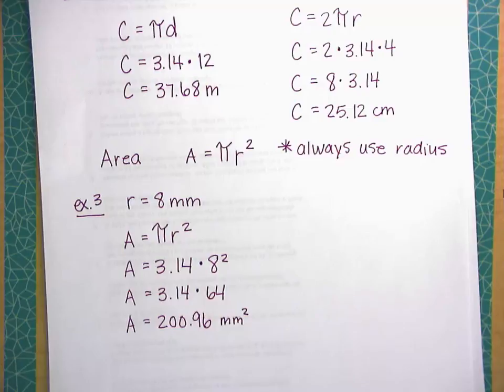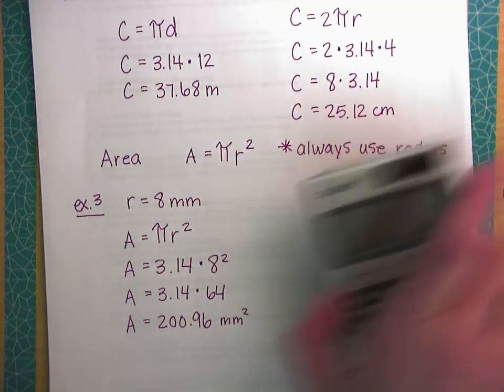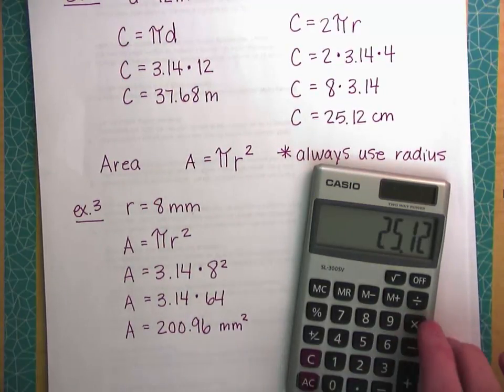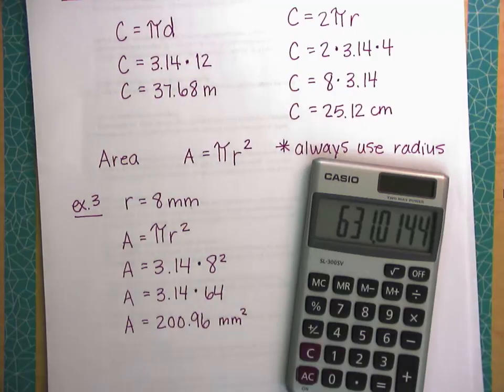Sandy? What if you did 3.14 times 8, and then squared that? Let's see. It wouldn't work, because you don't get 200.96. Nope. Why is that important? What do we have to do, or why doesn't that work? You have to follow order of operations. I feel like it should work, but it doesn't. That's why order of operations is so important.